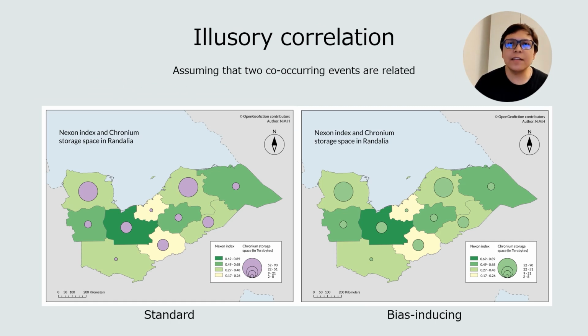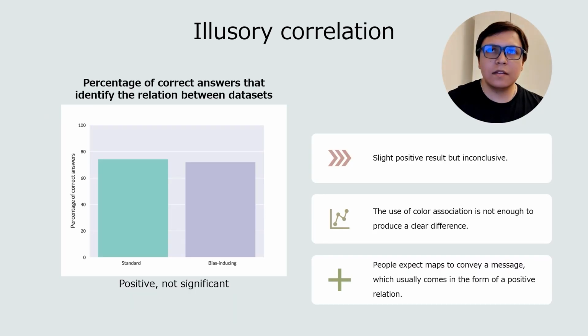The second effect that I studied is illusory correlation, in which people assume two co-occurring events are correlated. I created these bivariate symbolizations of uncorrelated datasets, and I tried to use color association in the bias-inducing version of the map to amplify a feeling of connectedness. The results were positive, but inconclusive because the differences were very narrow. So the use of color association is not enough to produce a clear difference.